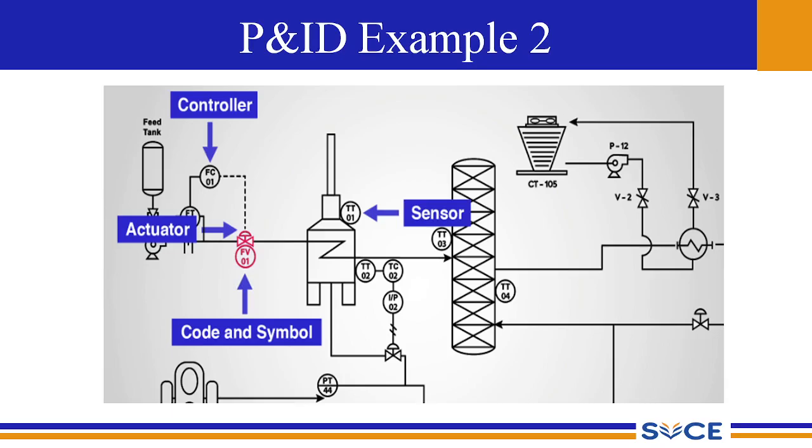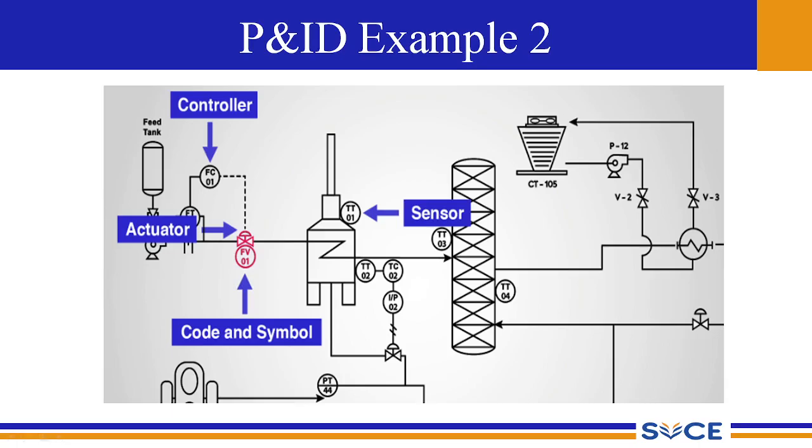Next, if we slightly move to the next part of the same process flow sheet, we can see that the cooling tower is labeled as CT105, and you have a pump which is labeled as P12, then valves which are named as V2 and V3, and so on. All these are your code and symbols as highlighted in this pink color. It is an actuator. The actuator can be pneumatic or hydraulic or solenoid based.